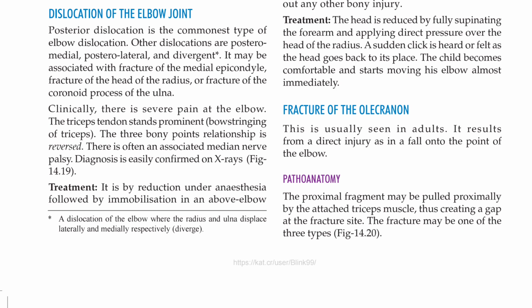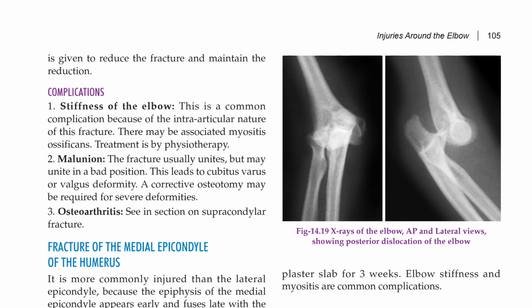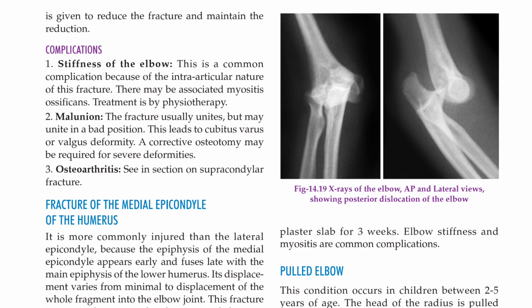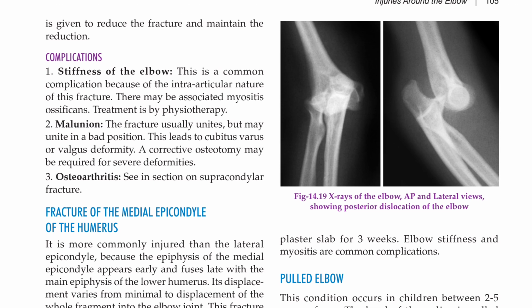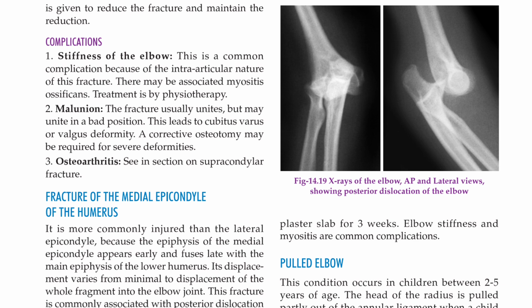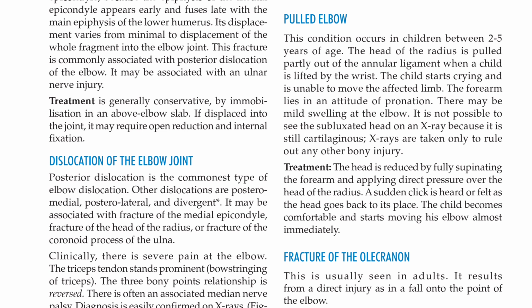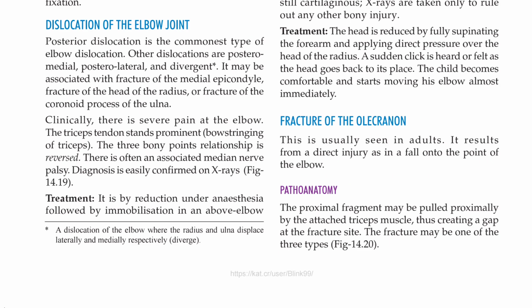Followed by immobilization in an above elbow plaster slab for 3 weeks. Above elbow plaster slab for how many weeks? 3 weeks. So elbow stiffness and myositis are common complications, and pulled elbow is common in 2 to 5 years of age.